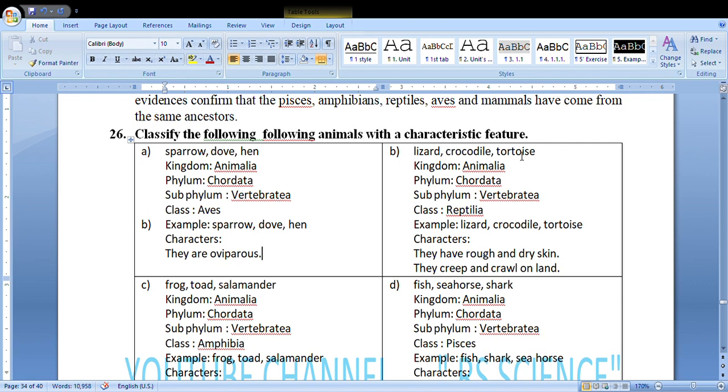Similarly, lizard, crocodile, tortoise, these all lie in Reptilia. So kingdom Animalia, phylum Chordata, subphylum Vertebrata, class Reptilia. Character: they have rough and dry skin. They creep and crawl on land.